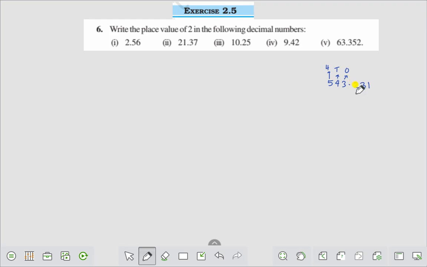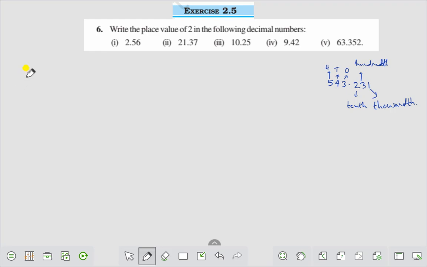And after the decimal point, this 2 is in tenth place, tenth, right? And this 3 is in hundredth place, hundredth place, and this 1 is in thousandth place, thousandth. In this way, we can find the value of this one.